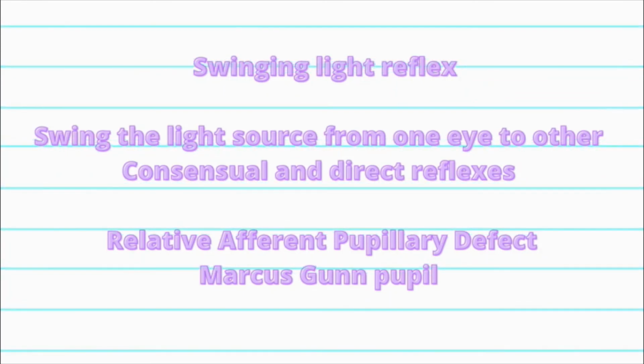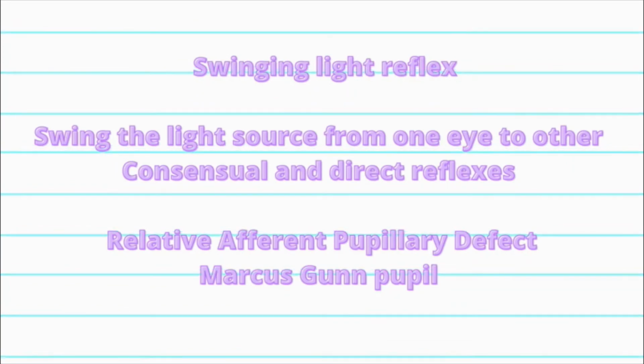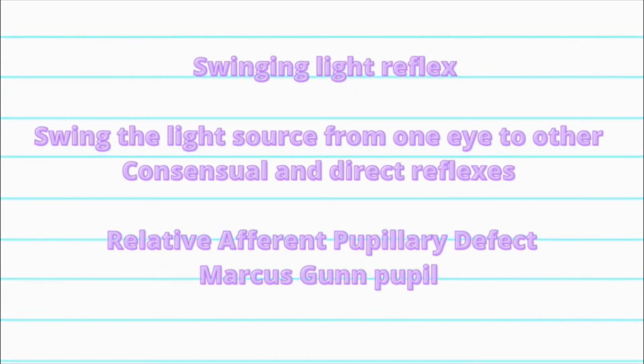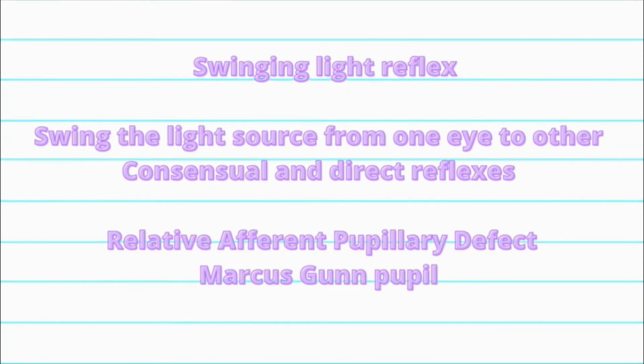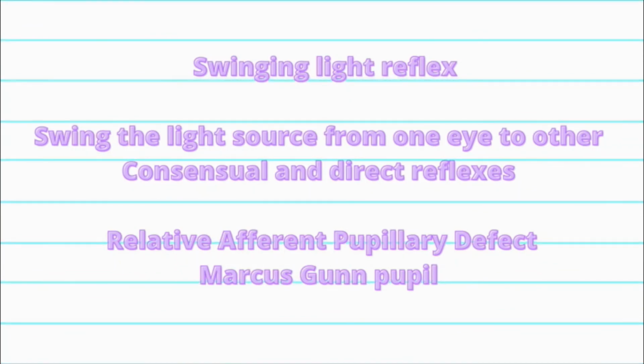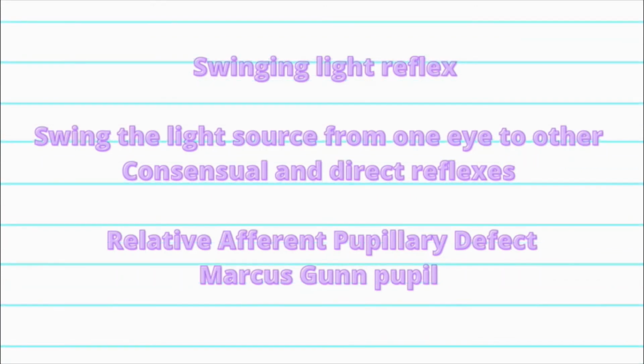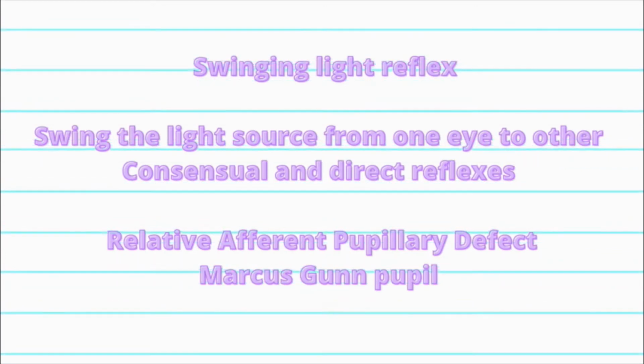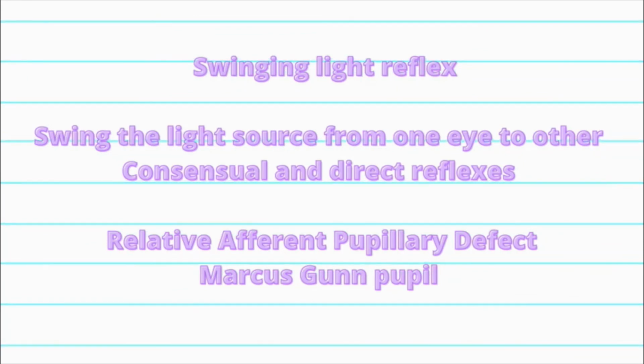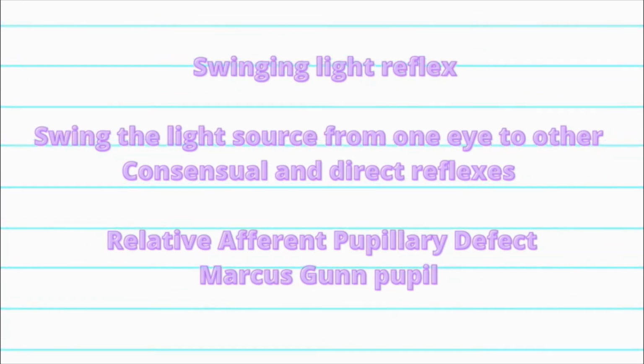Okay, moving on to the swinging light reflex, we are comparing both the consensual and direct reflexes in the eye. We swing the light source from one eye to the other. We repeat about 3 times, and this is how we do it. When you put the light on one eye, the light source spends about 2 to 3 seconds on it, then it's swung to the other. What do we expect to see? We expect to see the pupils constricted as we swing the light from one source to the other.